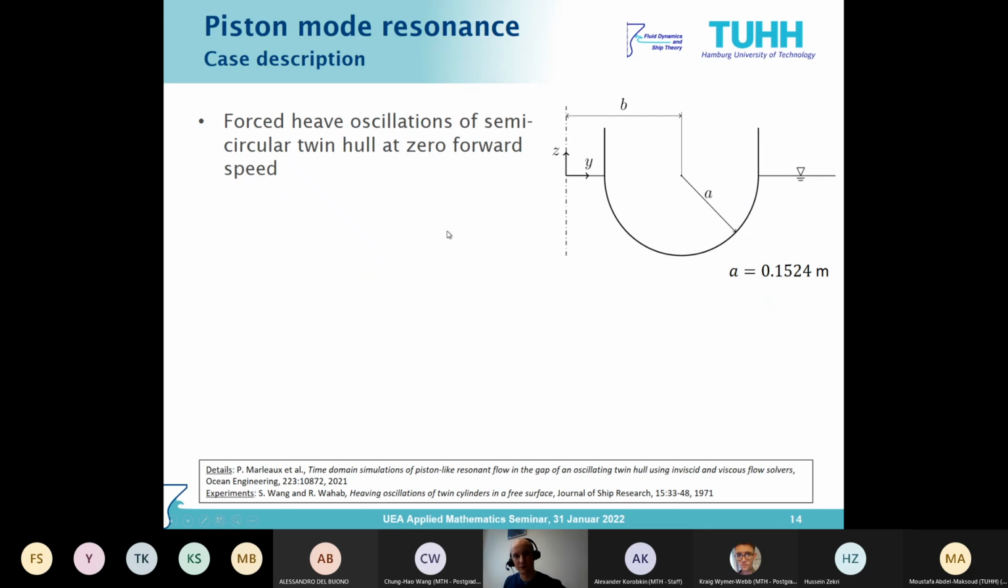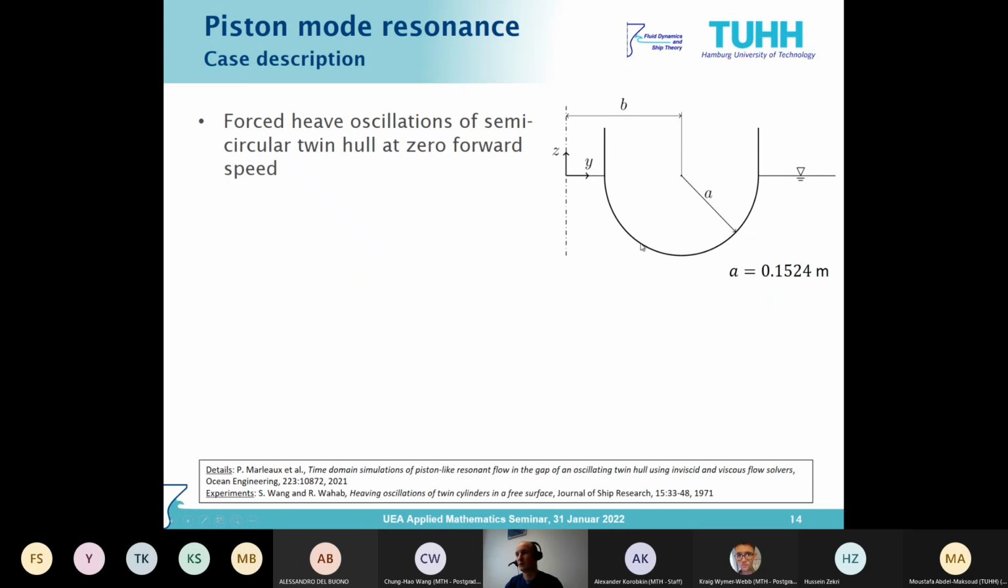Okay, now I'd like to show you the first case, which is about piston mode resonance. This is basically a validation case for the flow solver. So there is no 2D+t theory involved yet. It's a solely two-dimensional problem.